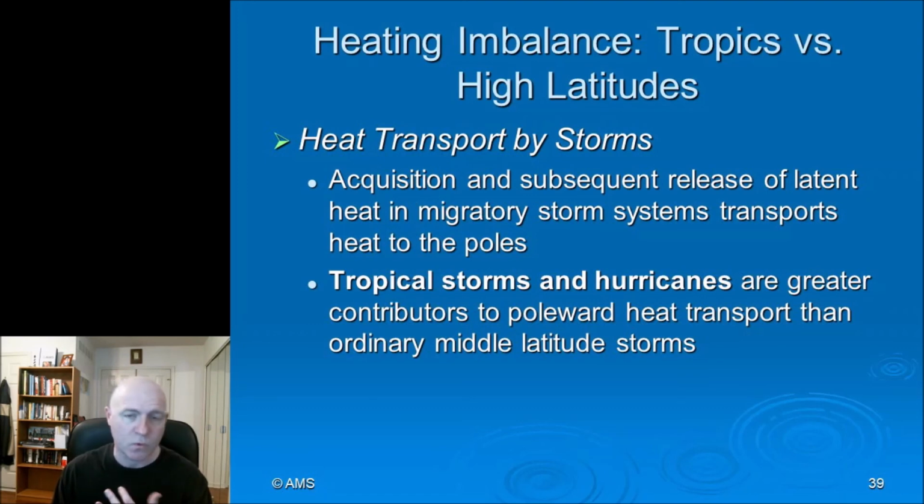Hurricanes and tropical storms are basically the same physical entity, and they're well known for doing this. They have tremendous amounts of latent heat because you're evaporating warm water off of the ocean, throwing it up into the atmosphere, and then turning it into liquid, releasing tremendous amounts of heat back into the atmosphere. So as those things move toward the poles, away from the tropics, they're bringing a phenomenal amount of heat with them.